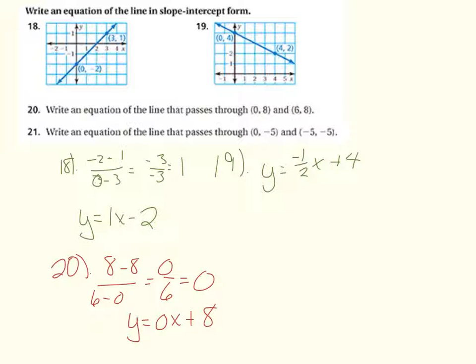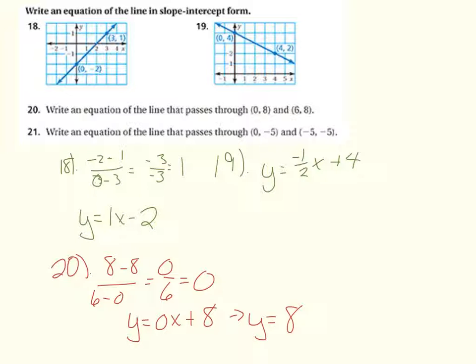And again, if you notice your slope is 0, we know that that's a horizontal line. So if it's a horizontal line, we can go ahead and just say our equation is y is equal to 8.